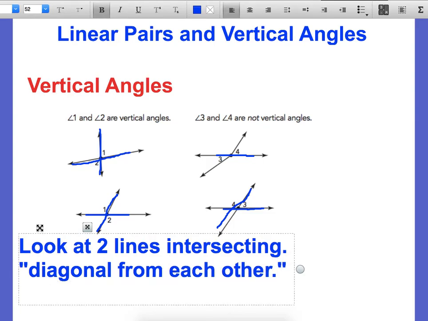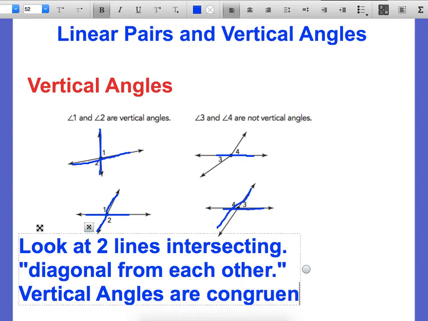What we have, our other big takeaway from this is that vertical angles are congruent, which means that they are the exact same. If angle 1 is 89 degrees, angle 2 is 89 degrees. If angle 1 down here is 110 degrees, then angle 2 is also 110 degrees. They're congruent. They're the same measure.